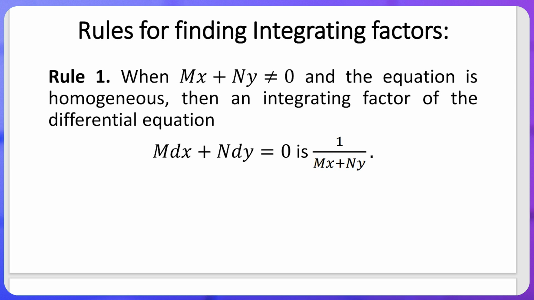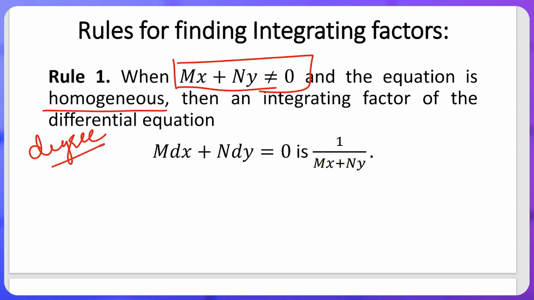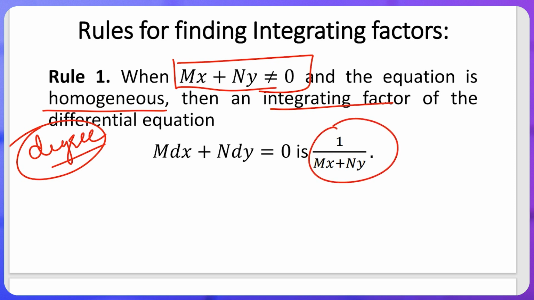Rule number 1 states that when Mx + Ny is not equal to 0 and the equation is homogeneous. Now, what do we mean by homogeneous? By homogeneous differential equation we mean that the degree of each term is the same. Only those differential equations wherein the degree of the variables is the same are called homogeneous differential equations. We have an added condition that Mx + Ny should not be equal to 0. Then the integrating factor will be 1/(Mx + Ny). So, if you have a homogeneous differential equation as well as Mx + Ny not equal to 0, then the best integrating factor is 1/(Mx + Ny).